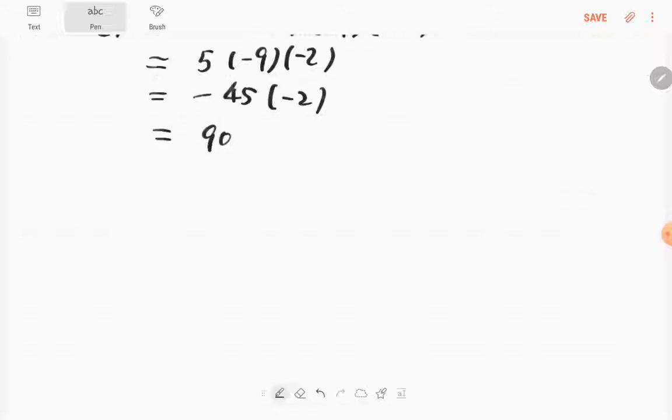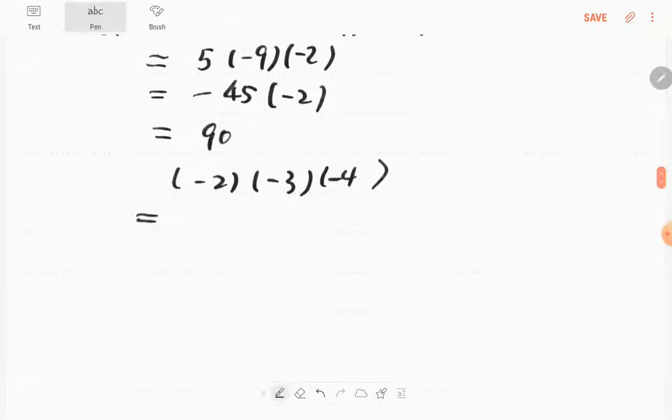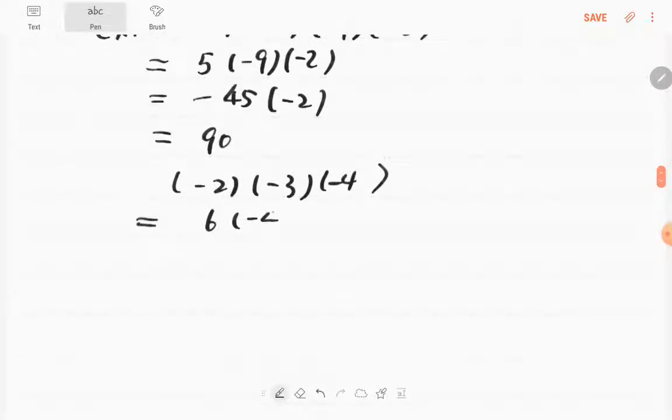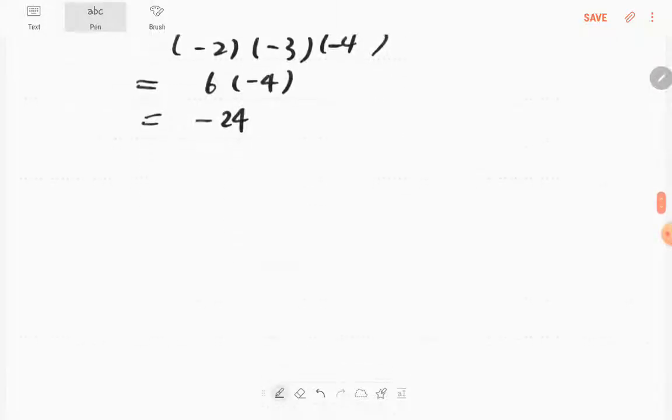Let's check another one. -2, 3, -4. So we can still follow the same rule from left to right. Check the first two. Negative, negative, same sign, so our answer will be positive. Positive 2 times 3, that's 6. Then 6 times negative 4. Positive, negative, different sign, so our answer will be negative. Negative 6 times 4, that's negative 24.